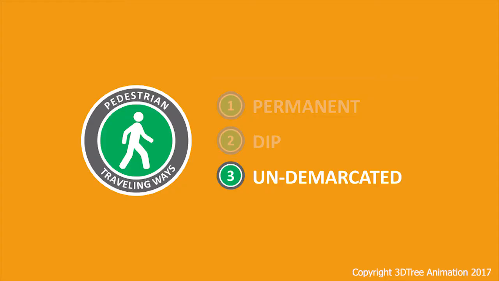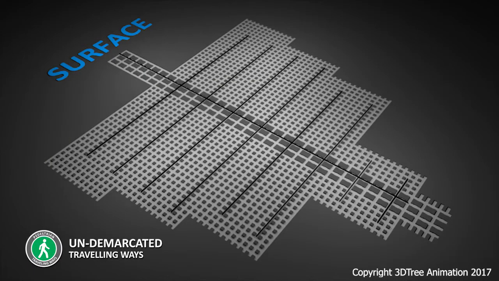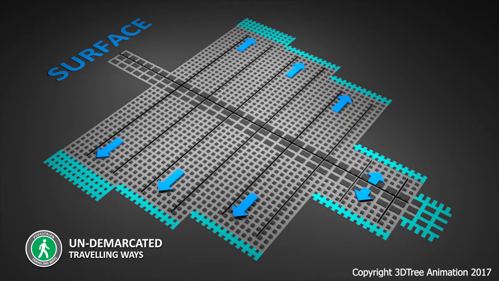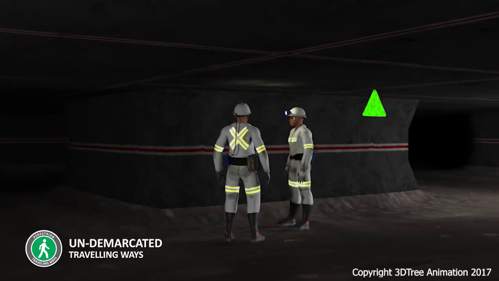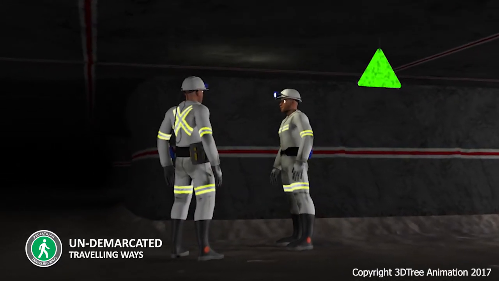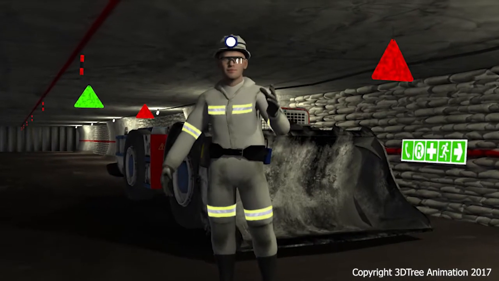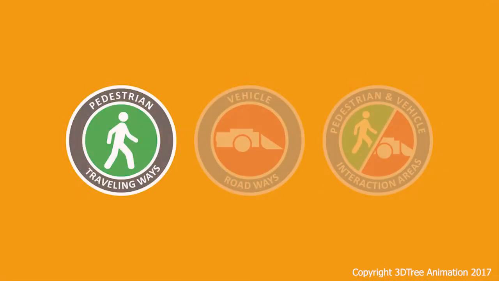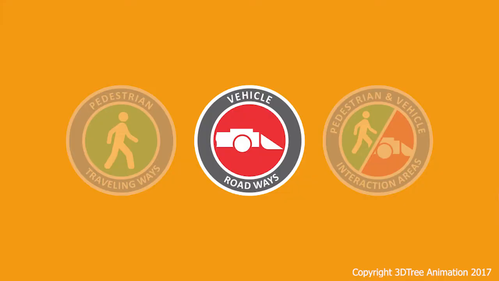Lastly, we'll look at the undemarcated areas. Undemarcated areas are located closest to strike boards and developments on dip. Here, pedestrians can freely move around without any demarcations being present. And this concludes the demarcation standards for pedestrian travelling ways. Next, we'll have a look at the demarcation standards for vehicles.